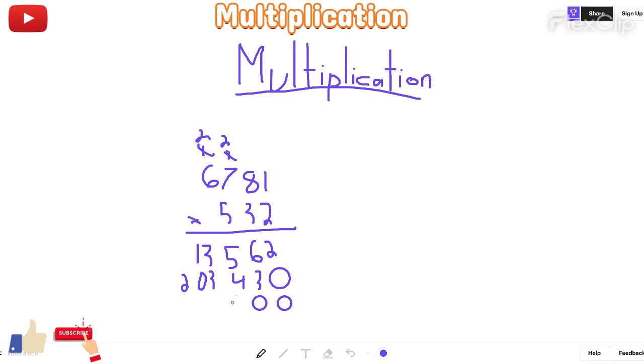And we do 5 times 1, 5. 5 times 8 is 40. Then we do 5 times 7 equals 35, plus 4 is 39. Then we do 5 times 6 equals 30, plus 3 equals 33.